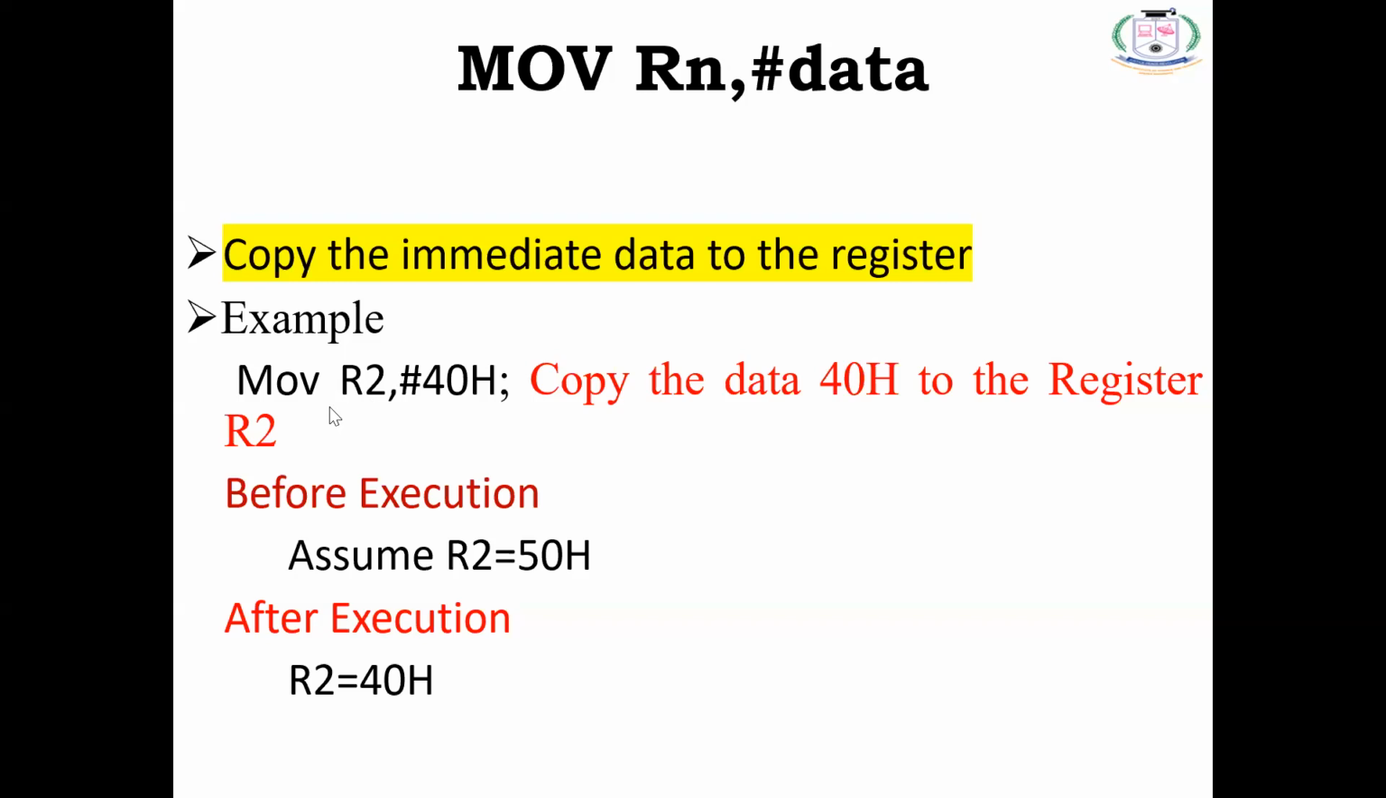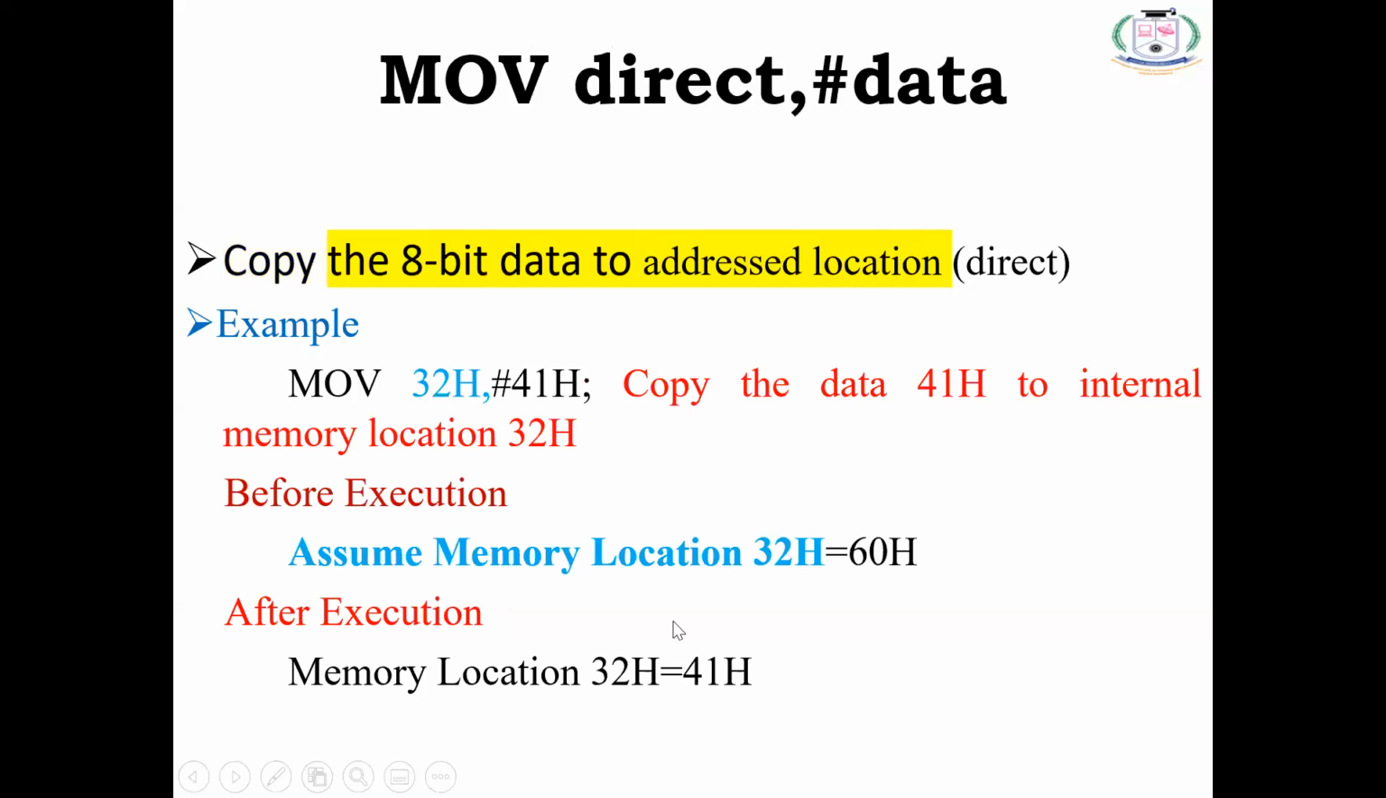A is equal to 50H, ma'am, before execution. After execution, 40H, ma'am. Okay, R2 will be moved with what? 40. Hash denotes what? Data. Data transfer is very, very important. That's why for each and everything I'm giving an example and teaching you. Okay, and the next one is MOV direct, hash data.